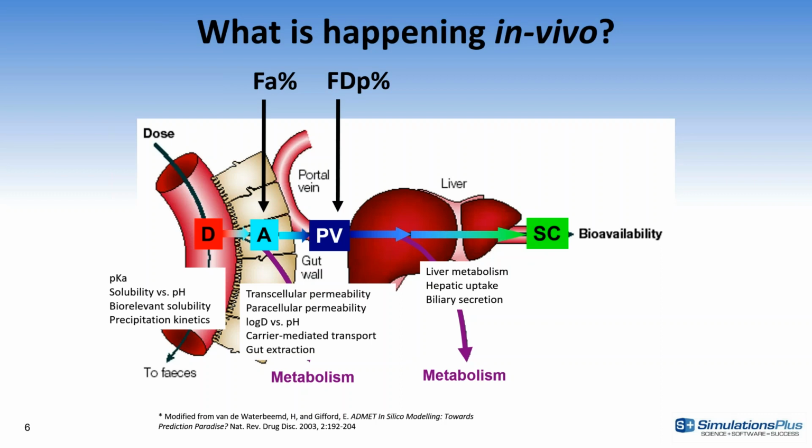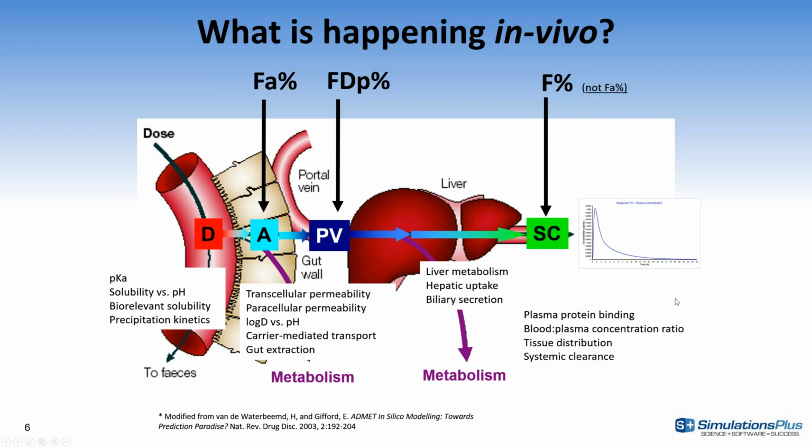Once the compound goes through the liver, it would go into systemic circulation, and this is termed the oral bioavailability of the compound. It's the percent of the dose that goes all the way out into systemic circulation, and it's important not to confuse this with the fraction absorbed. Once it gets into systemic circulation, we can plot things like the plasma concentration profile as shown here. We look at plasma protein binding, the blood to plasma concentration ratio, tissue distribution, and then systemic clearance, for example, clearance that the kidneys would contribute to the systemic clearance.